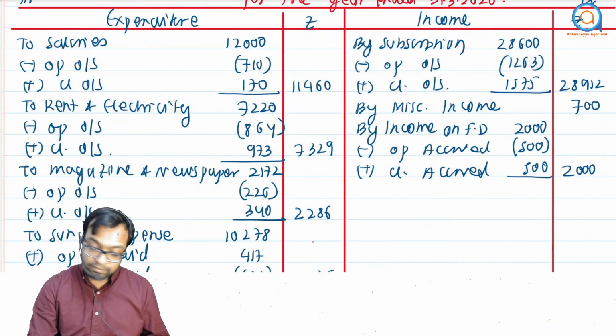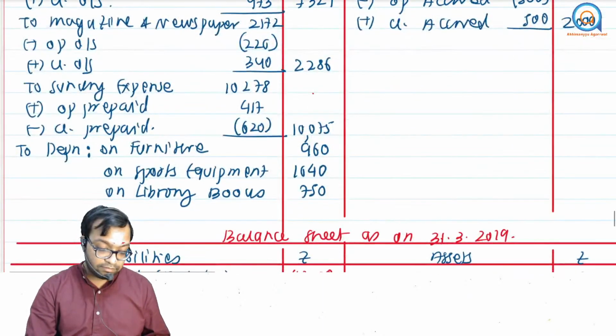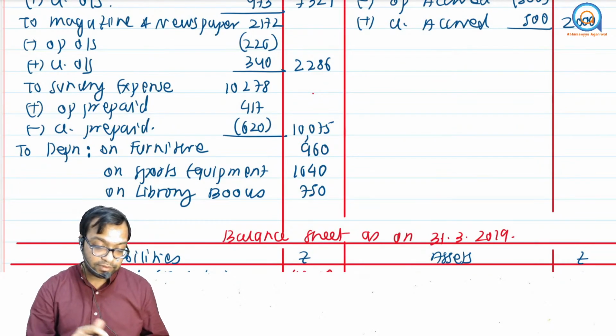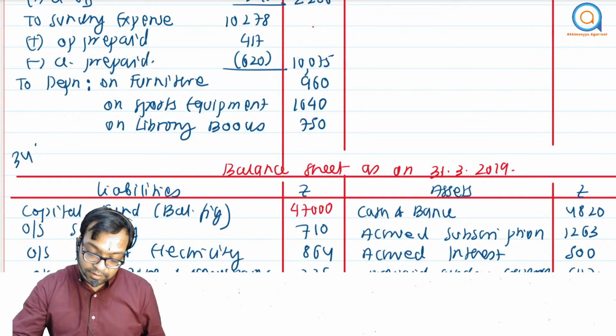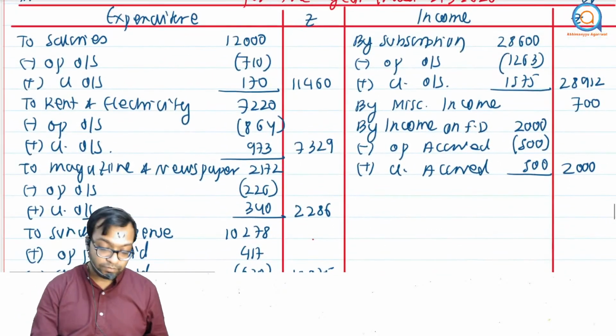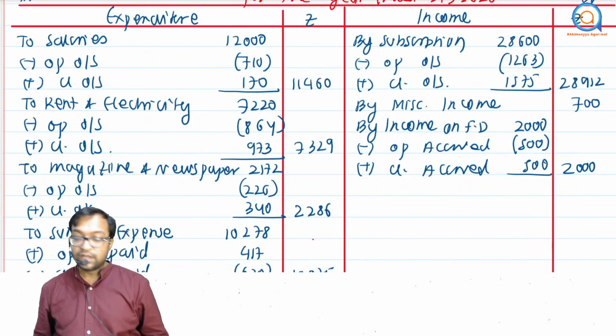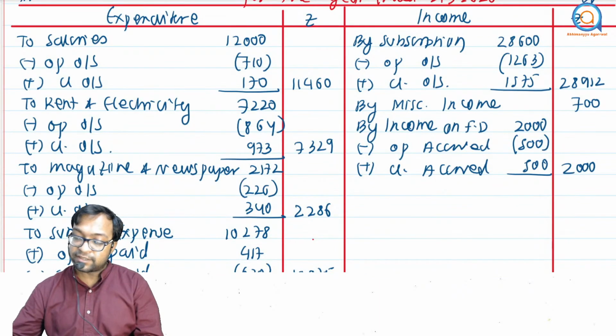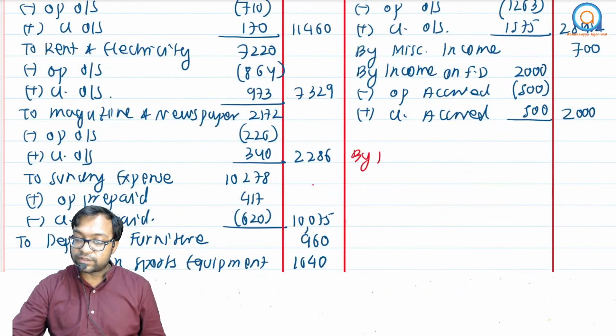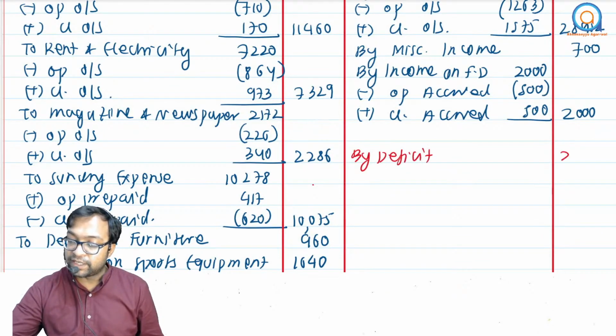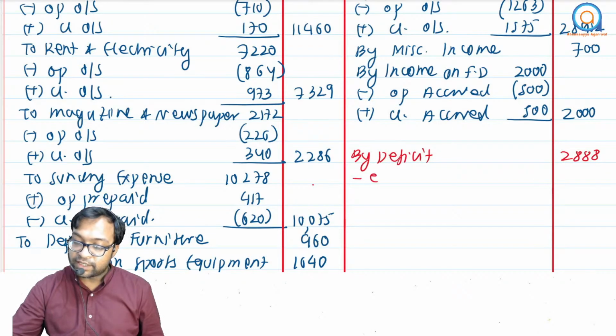7329 plus 2286 plus 10075 plus 960 plus 1640 plus 750, 34,500. Oh, there is a deficit, sir, of 2,888. If you check, there is a deficit of 2888. You have to give a hyphen and write excess of expenditure over income.